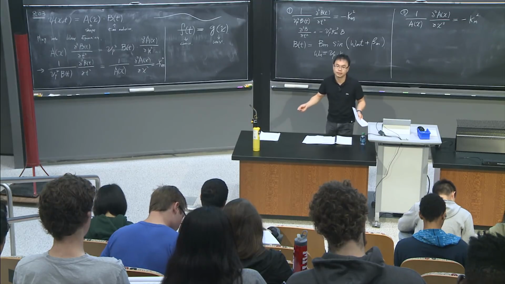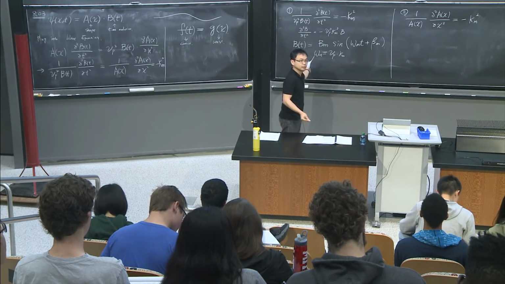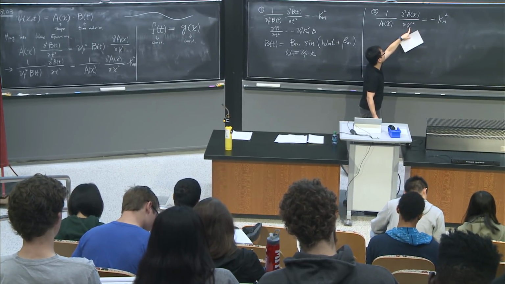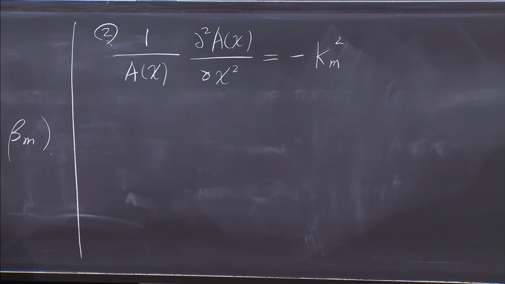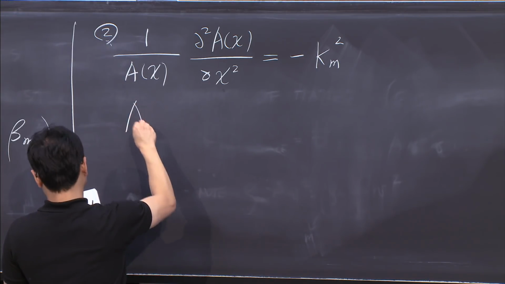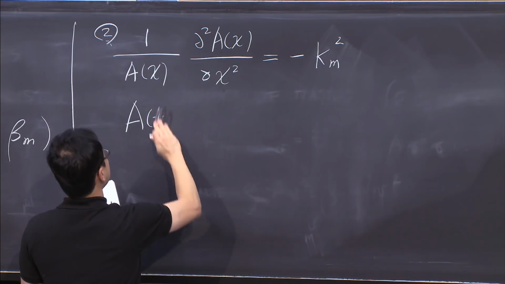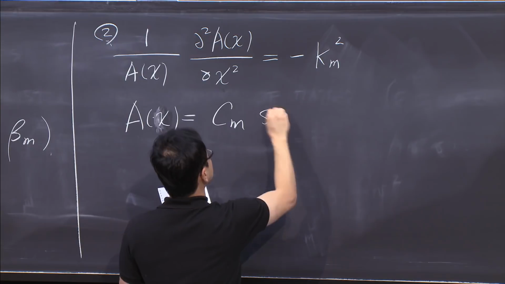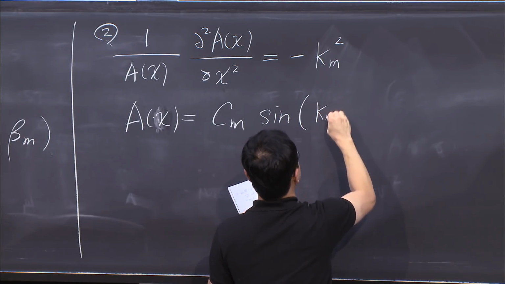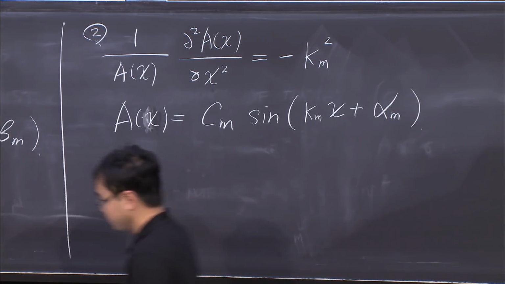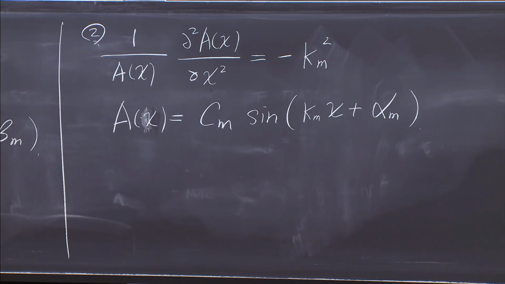I don't want to go over this again, right? This is actually the same thing as number 1. The only thing which is different is that now the partial derivative is with respect to x. It's partial squared a, partial x squared. Therefore, I can immediately write down the solution. A of x will be equal to Cn sine kn x plus alpha n. Any questions so far?